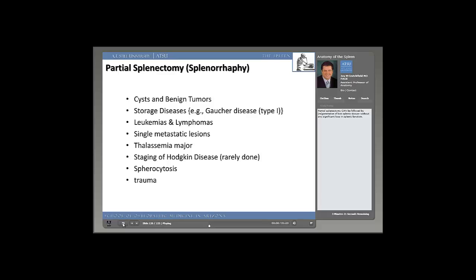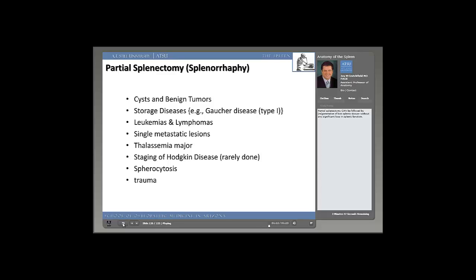Storage diseases such as Gaucher's disease can also be rectified by a partial splenectomy. Also, a partial splenectomy can be performed for the staging of Hodgkin's disease. This is rarely done anymore. In this operation, lymph nodes are sampled from various areas in the abdomen to assess whether the cancer has spread to lymph nodes above the diaphragm and or below the diaphragm to help stage how the radiation therapy is used to treat the Hodgkin's disease. This procedure is rarely, if ever, done anymore.